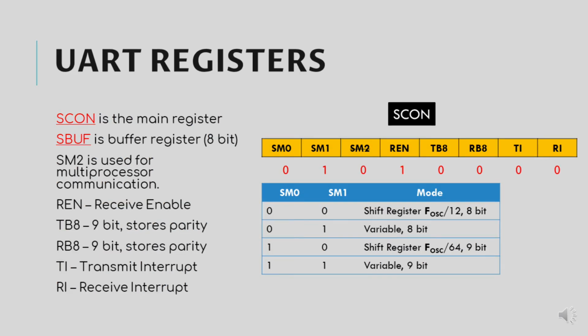Look at this value, as we need only SM0, SM1 as 01, that means the second mode. So if we select the second mode, then let me put the value 01. We don't need SM2. SM2 is used for multiprocessor communication. So let's put a 0 here. We need to receive, so receive enable will be 1. So 0101, and TB8, RB8 is not there because we are not using 9-bit communication. And TI, RI by default will be 0. So 0101 0000. That means 50 in hex. That should be set when we do the programming.